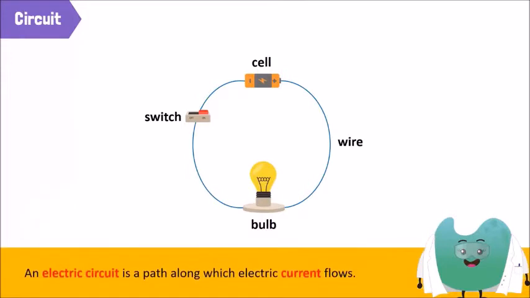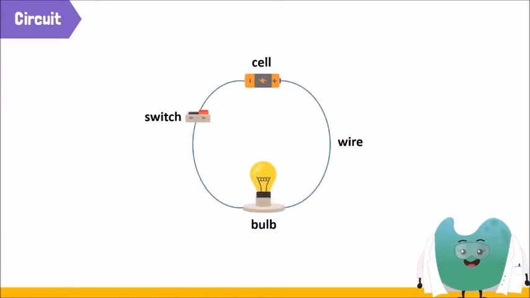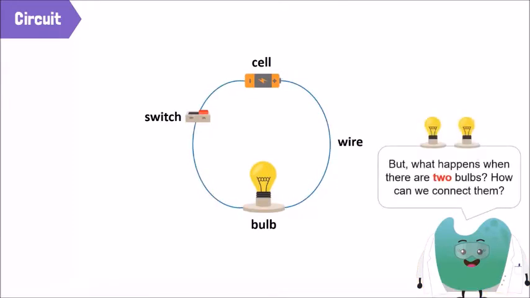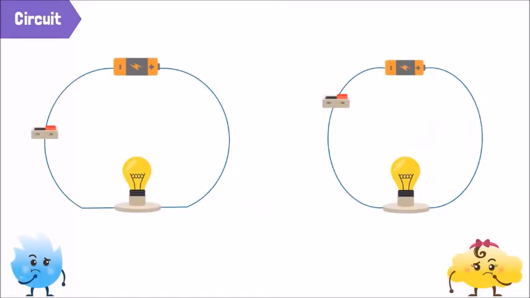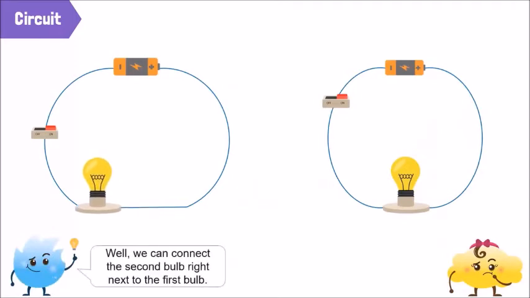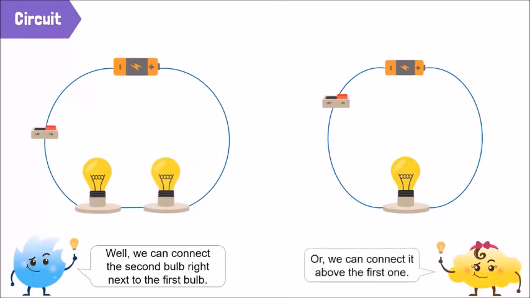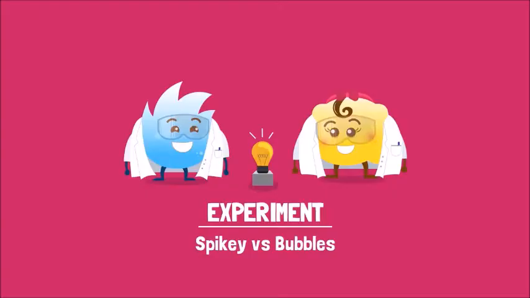Good question. It's time to learn about the types of circuits. An electric circuit is a path along which electric current flows. A simple circuit has a cell, a bulb, and a switch connected by wires. But what happens when there are two bulbs? How can we connect them? Well, we can connect the second bulb right next to the first bulb. Or we can connect it above the first one. Well, let's see who's right.